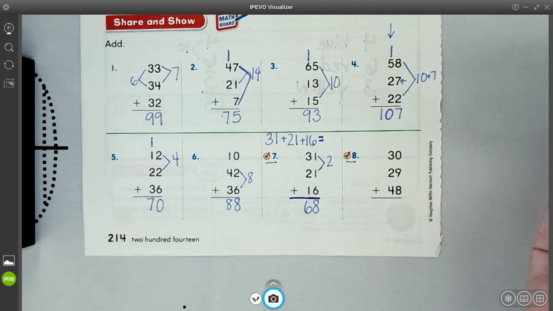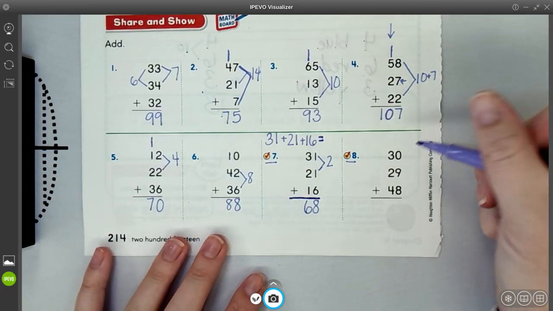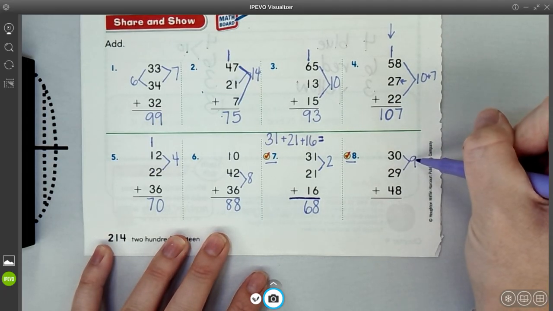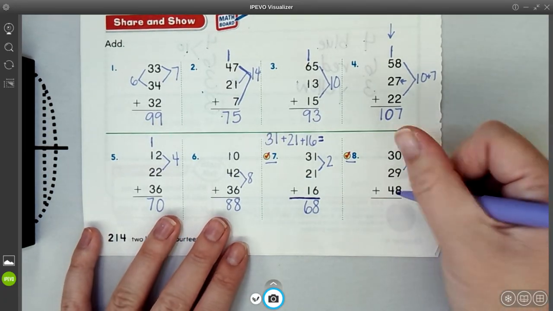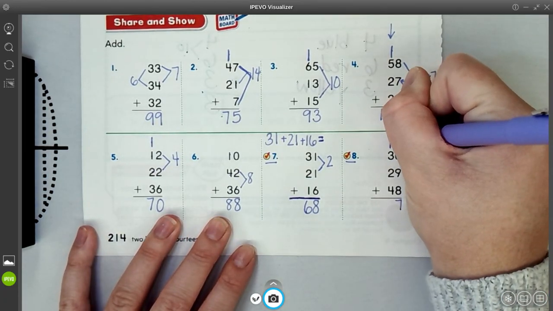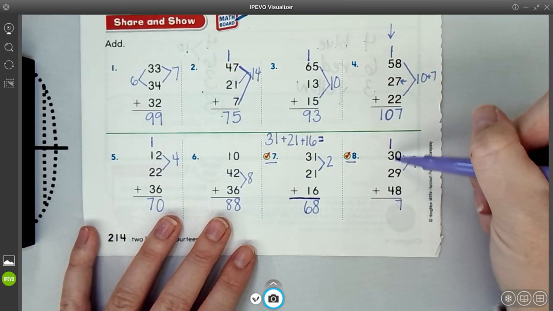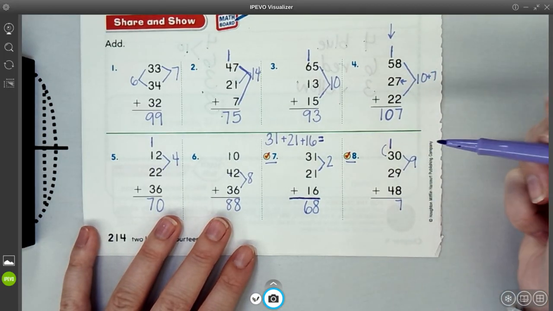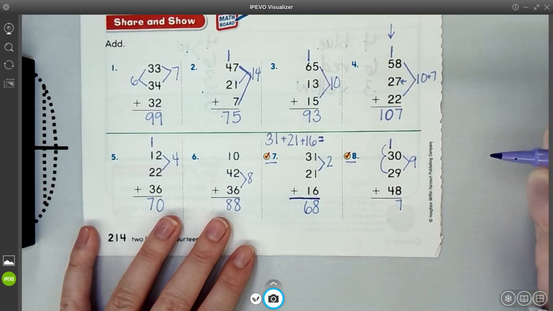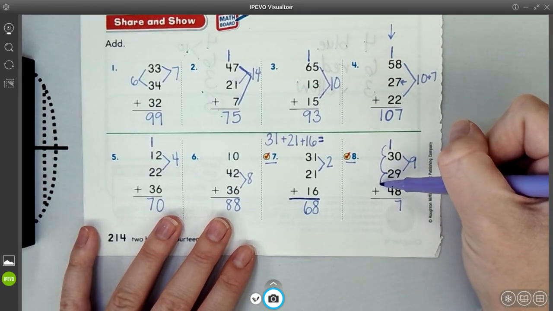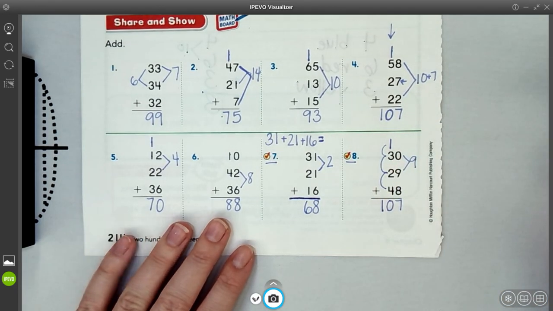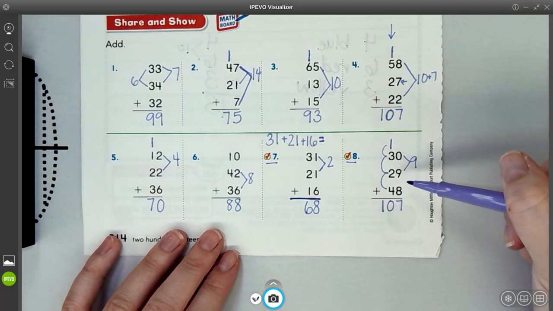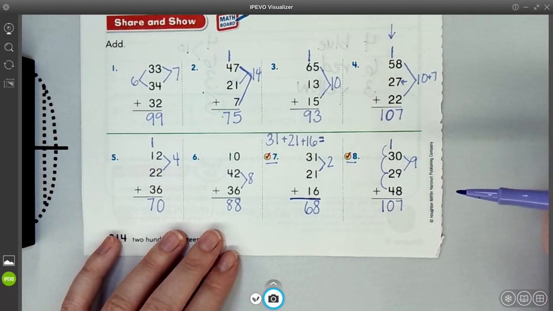All right, number 8, 30 plus 29 plus 48 equals what? Well, 0 plus 9 is 9. 9 plus 8 gives me 17. 17 means I have 7 ones and I have 1 10 to regroup. Now I can add my tens. 1 plus 3 equals 4, plus 2 equals 6, plus 4 more equals 10. 1 and 0. All right, so 30 plus 29 plus 48 equals 107.